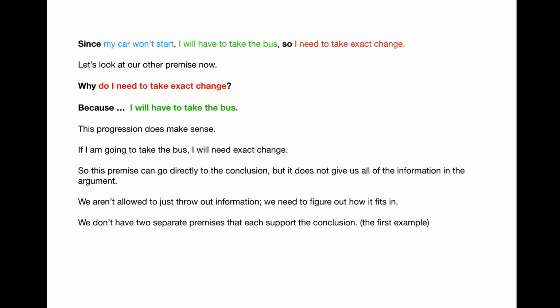We don't have 2 premises that each support the conclusion. You can't have my car won't start go to the conclusion, and then I will have to take the bus go to the conclusion. So that's not right. And our second premise is not dependent on the first. They don't both have to be true, because we just saw that I will have to take the bus could go directly to it. So one can go directly to it, but the other one can't, okay?